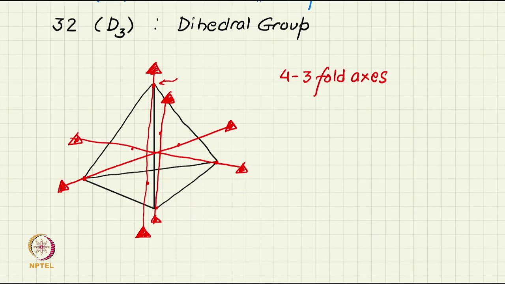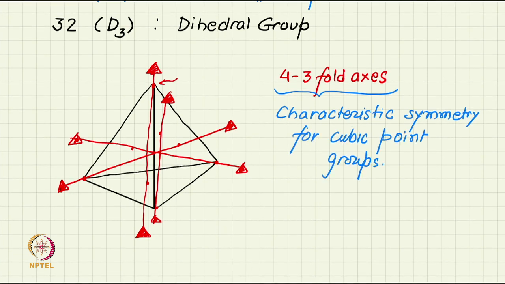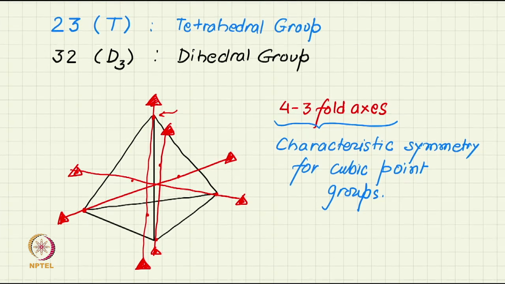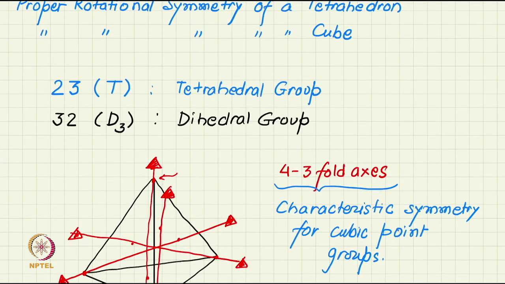In fact, this is the characteristic symmetry. We will see this is the characteristic symmetry for cubic point groups. Any point group which has 4 threefold axes will be called cubic. So, that is why, although this is the symmetry of a tetrahedron, we classify it as a cubic point group.